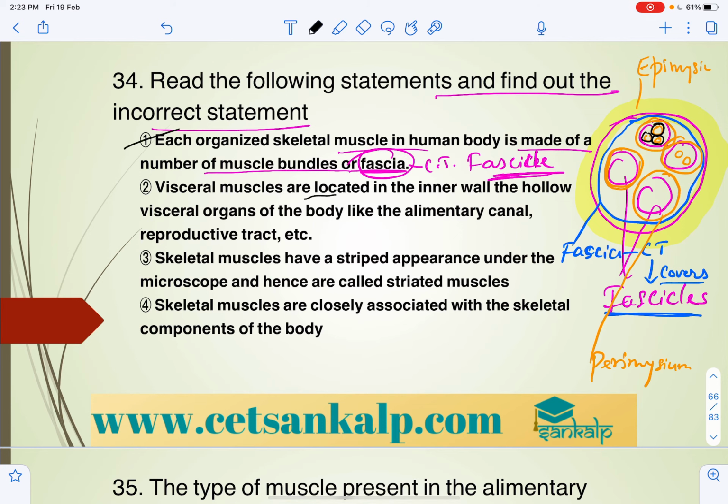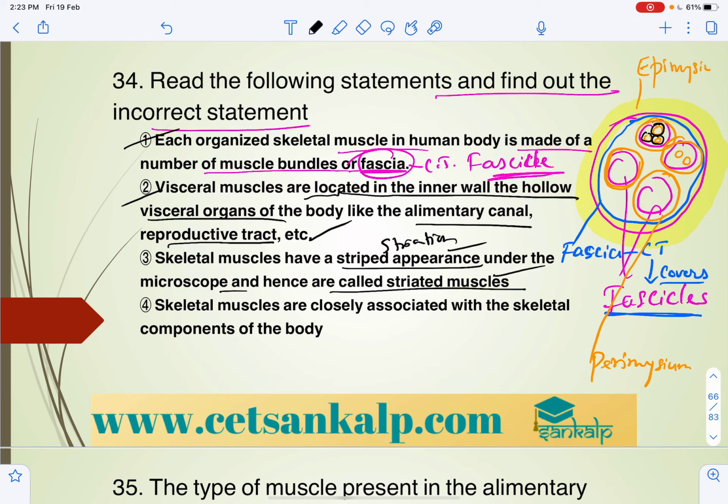Next, visceral muscles are located in the inner walls of hollow visceral organs of the body like the alimentary canal and reproductive tract. That is correct. We already discussed visceral muscles: spindle shaped, non-striated. Skeletal muscles have a striped appearance, meaning striations will be there. Correct. Under the microscope they are called striated. Skeletal muscles are closely associated with the skeleton, hence the name. That is also correct. So the wrong one is the first one.